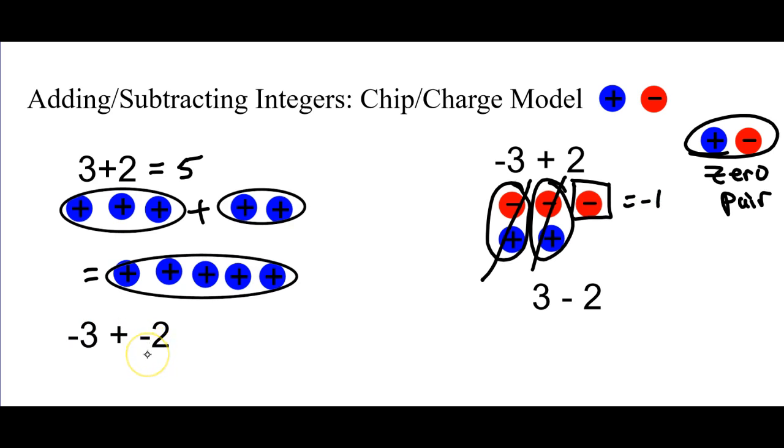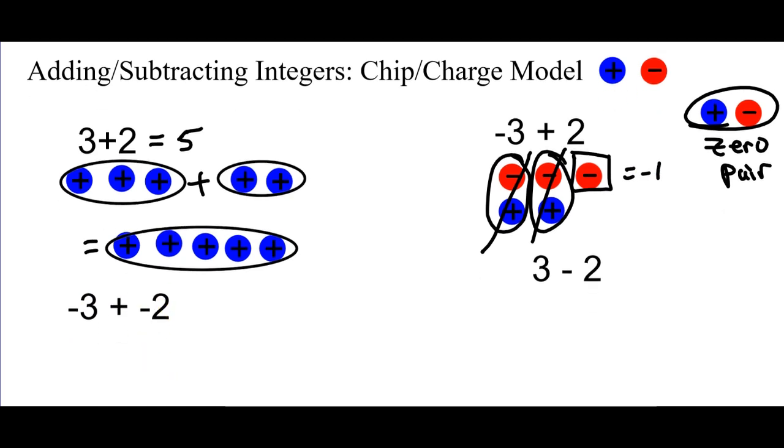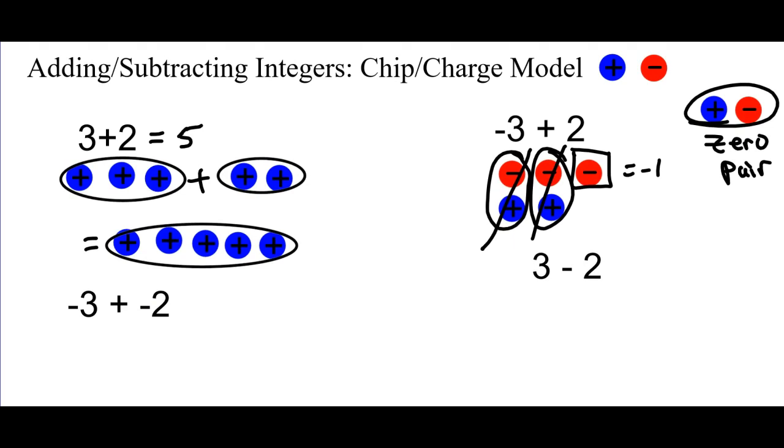Let's look down at this one. -3 plus a -2. So no positives, just negatives here. 1, 2, 3. And then we're going to add -2 to the -3. So adding these up, I'm going to get -5.